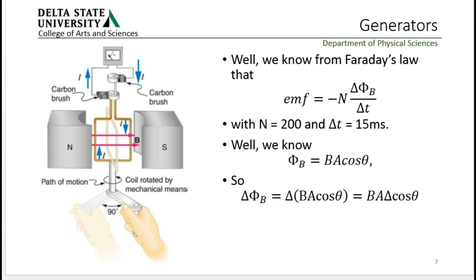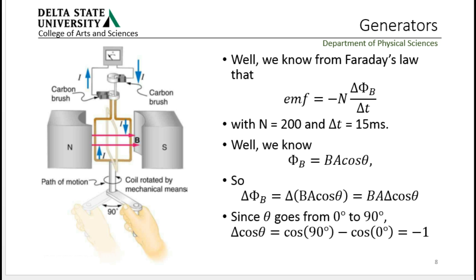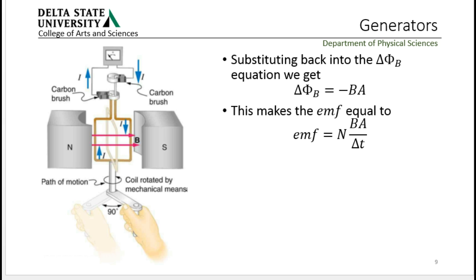Well, we also know that phi B is the B field strength times the area of the loop times the cosine of theta. So delta phi B is the delta of BA cosine theta. Well, the B field and the area don't change, so this can be written as BA times delta cosine theta. Since theta goes from 0 to 90 degrees, delta cosine theta is just cosine of 90 degrees minus cosine of 0 degrees, which is minus 1. If we put this back in, we get delta phi B is minus BA.